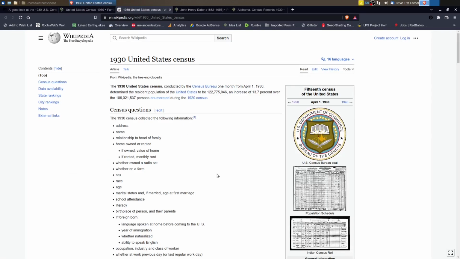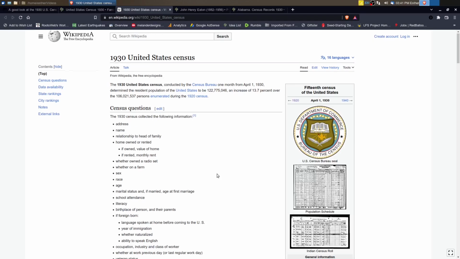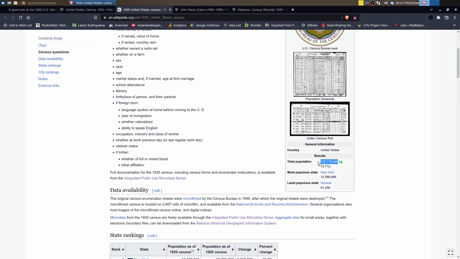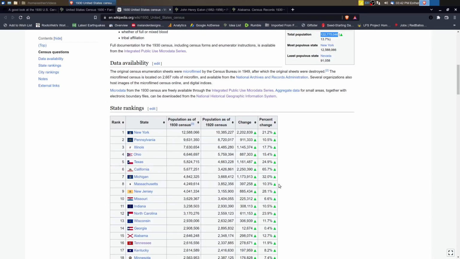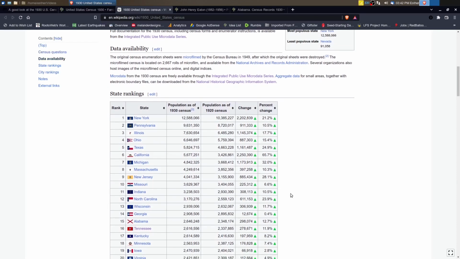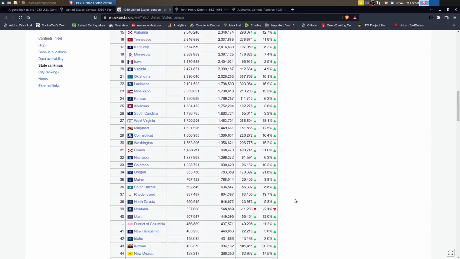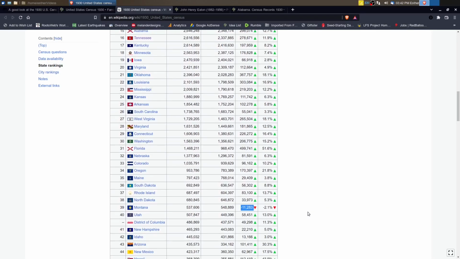Wikipedia also goes over the census questions, but also reports on the statistics. And so let's look. The total population increased about 14% to 122 million. The most populous state was New York, and the least populous state was Nevada. All of the states increased in population except for Montana, which dropped about 11,000 people.